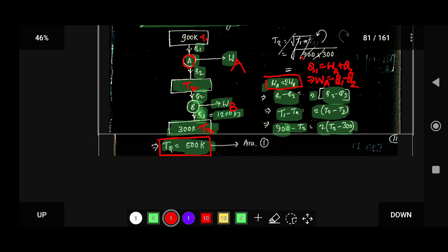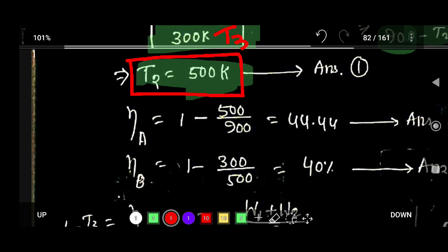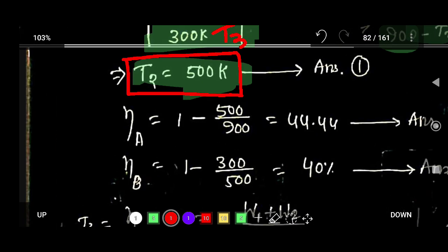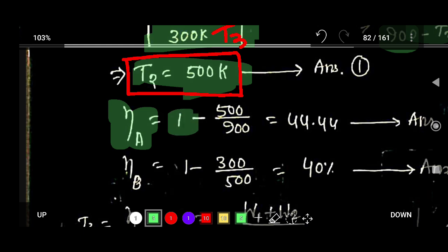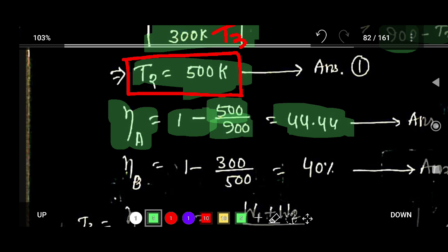Now if you want to calculate the efficiency of engine A, we know that it is 1 minus TL upon TH, that is, 1 minus lower temperature by higher temperature. So 1 minus lower temperature 500 by higher temperature 900, that is equal to 44.44 percent. So this is another answer.